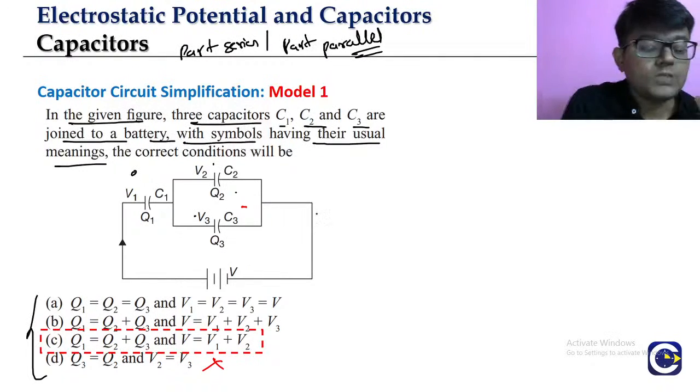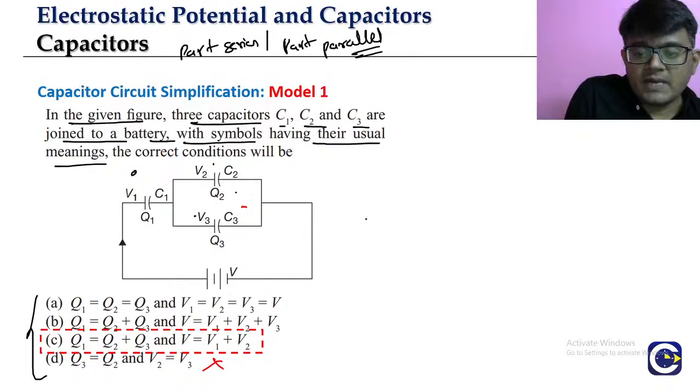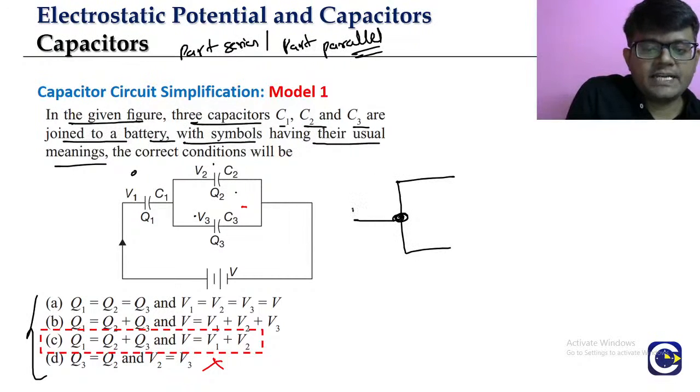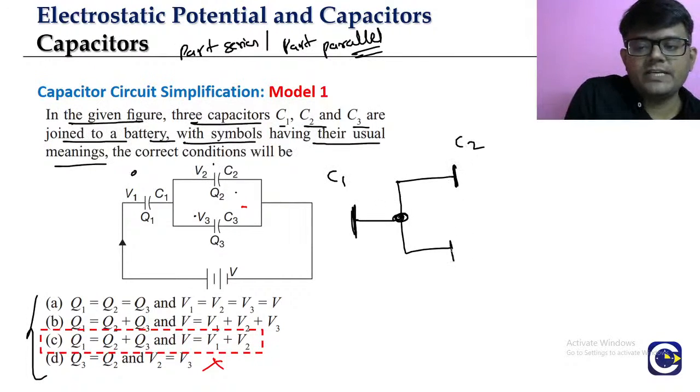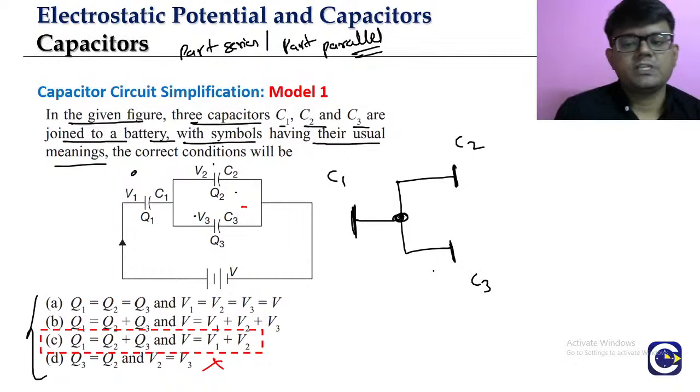Since we are in the practice session, let us see what the relation is in terms of the charge. Just observe this junction. What is the junction? The junction which is connecting one plate of C1, another plate of C2, and a plate of C3.